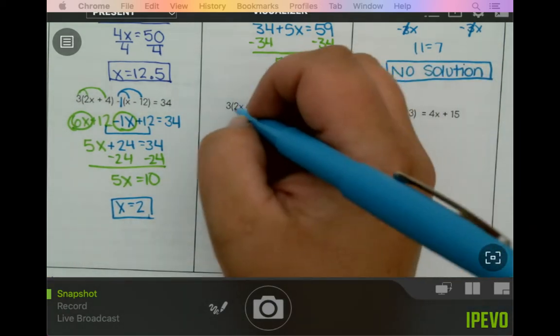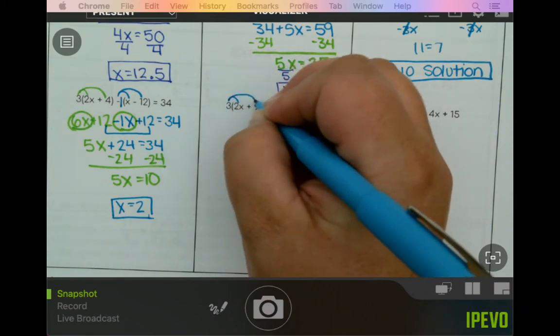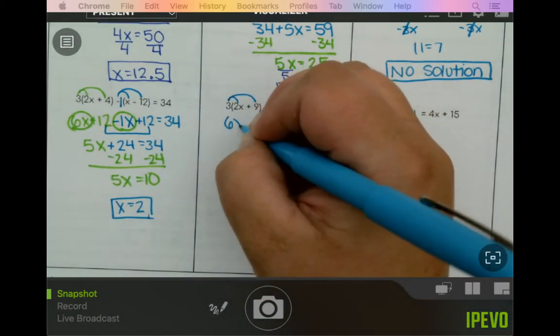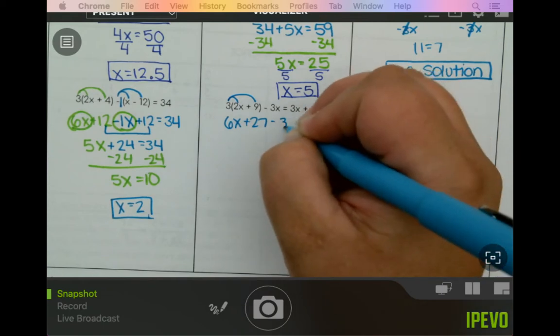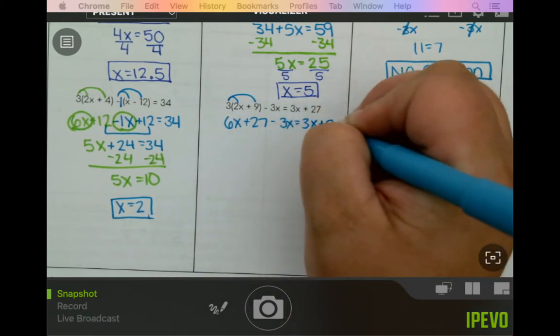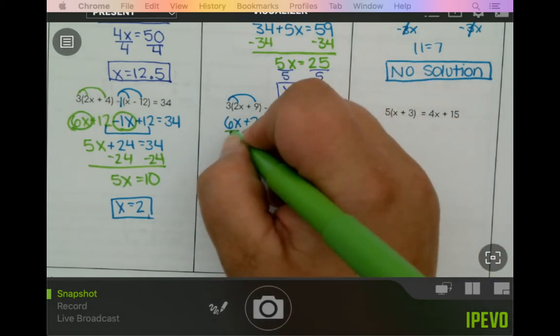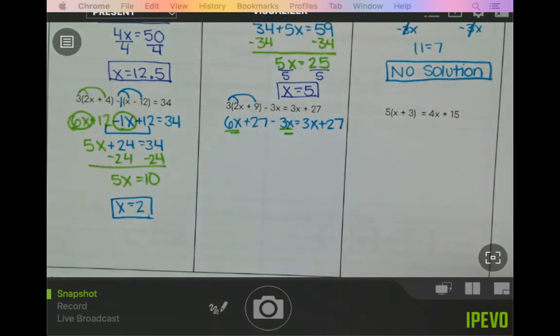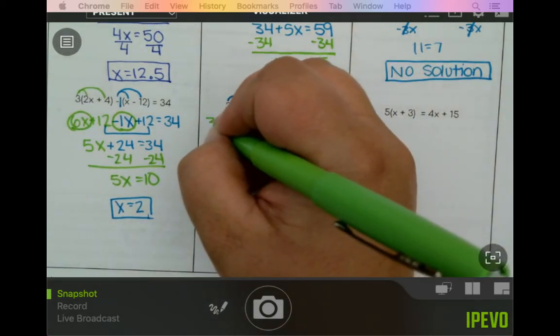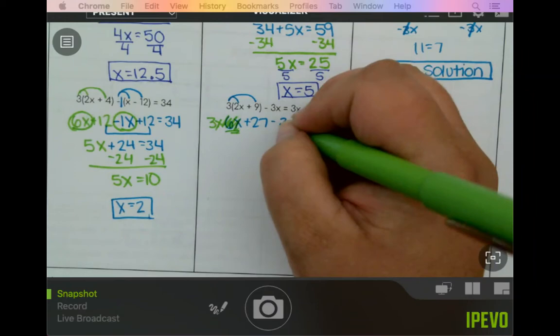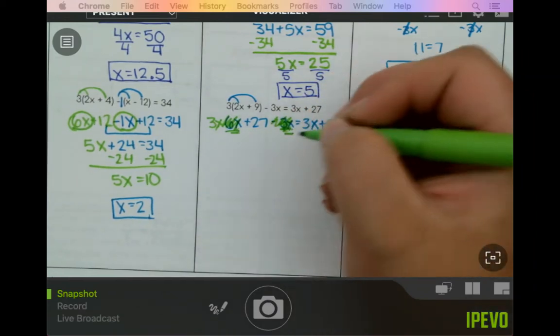I'm going to multiply by this 3 out front on this first parentheses, 6x and 27. Everything else afterwards is the same. Minus 3x equals 3x plus 27. It is also okay to cross two things out and rewrite it. So if I wanted to add these two together because they're like terms, 6x minus 3x is 3x. And I can kind of just do it like that if I want to.